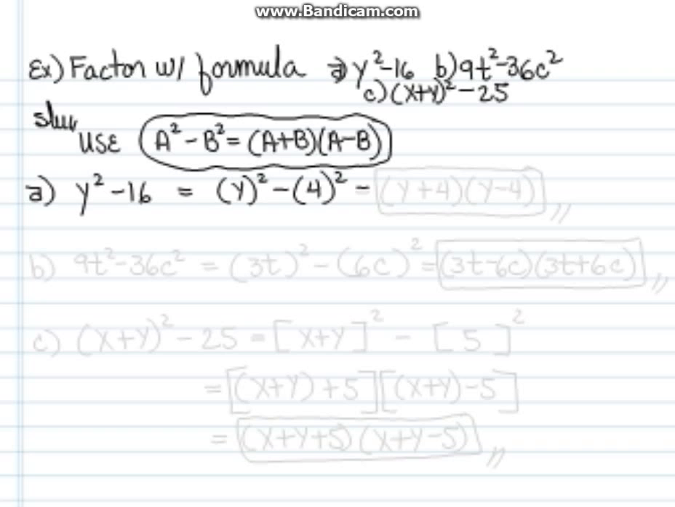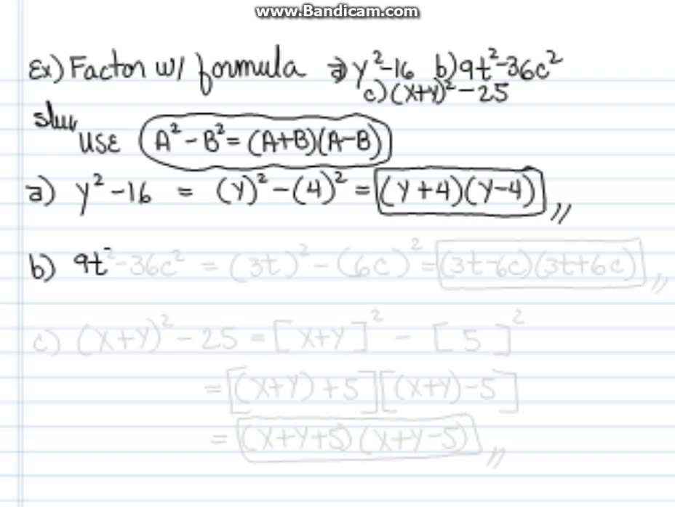Okay, so the formula now can be applied because it fits the left side of the formula. We have a plus b times a minus b. So that's equal to y plus 4 times y minus 4. There you go. That was easy.